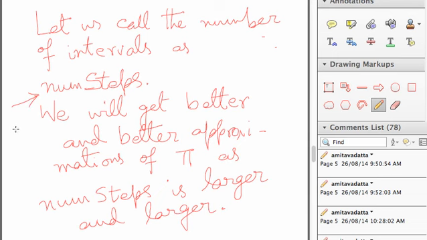And we have seen that the more the number of intervals, the better the approximation. Let us call the number of intervals num steps, and we'll gradually increase this variable num steps and get better and better approximation of pi as num steps becomes larger and larger.